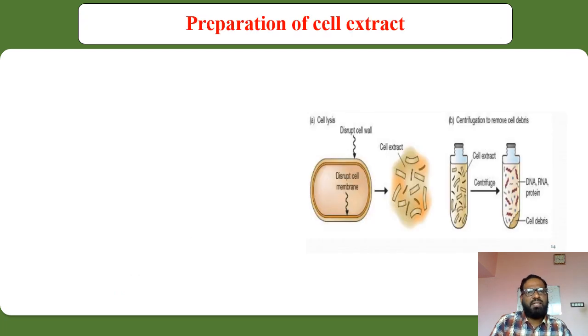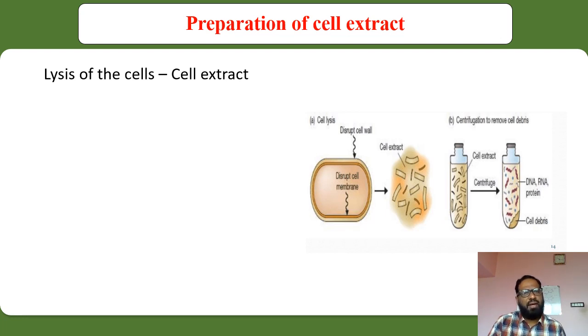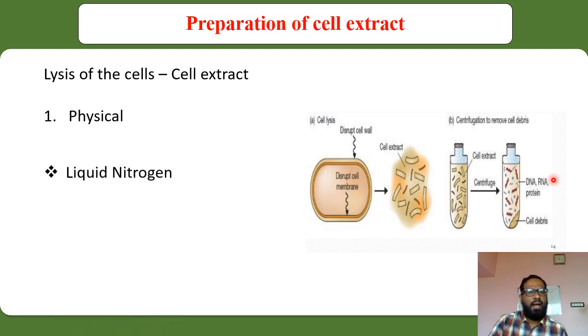Then next one is the preparation of the cell extract. How do we prepare the cell extract? The preparation of the cell extract is nothing but lysing the cells so that the content gets released into the media. This lysis of the cell to release the content gives us the cell extract. And generally the lysis of the cell is done by two methods. One is called the physical method, and the second one is called the chemical method.